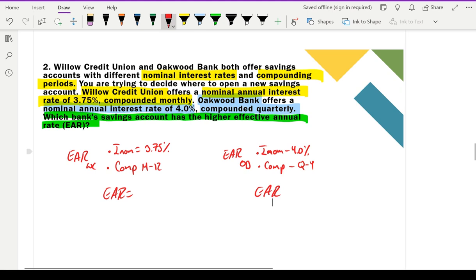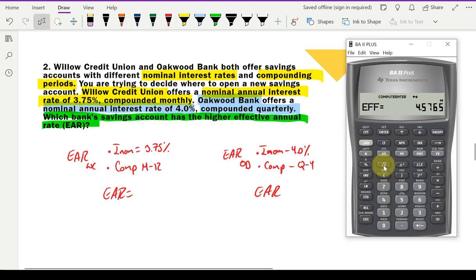Okay. All right. On my financial calculator, now I'm going to clear the information I have here. It should move them all to 0 except for the compounding per year. So I'm going to start there, because I don't want to forget that I'm putting in this information. So Willow Credit is monthly, so it's 12 per year, right? And then the nominal rate is 3.75, enter. And then I'm going to calculate the effective rate. I'm going to compute it.